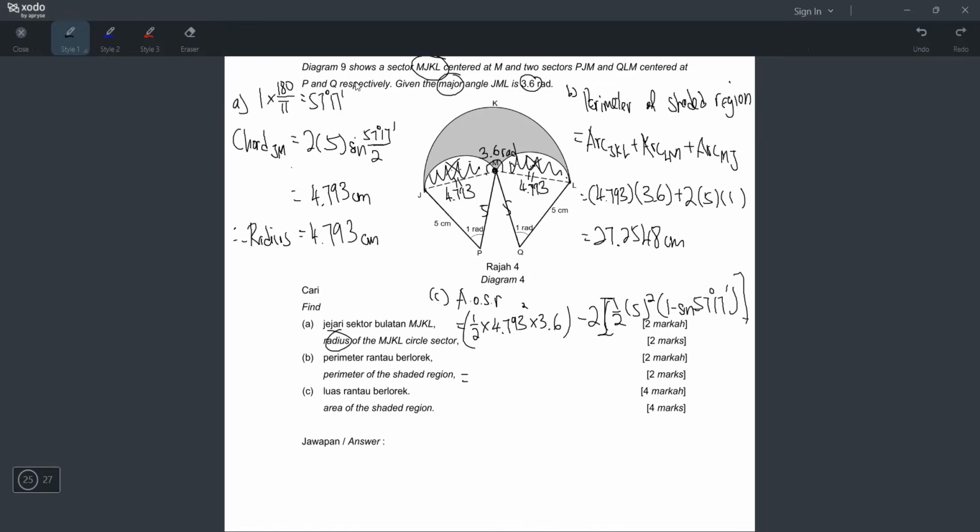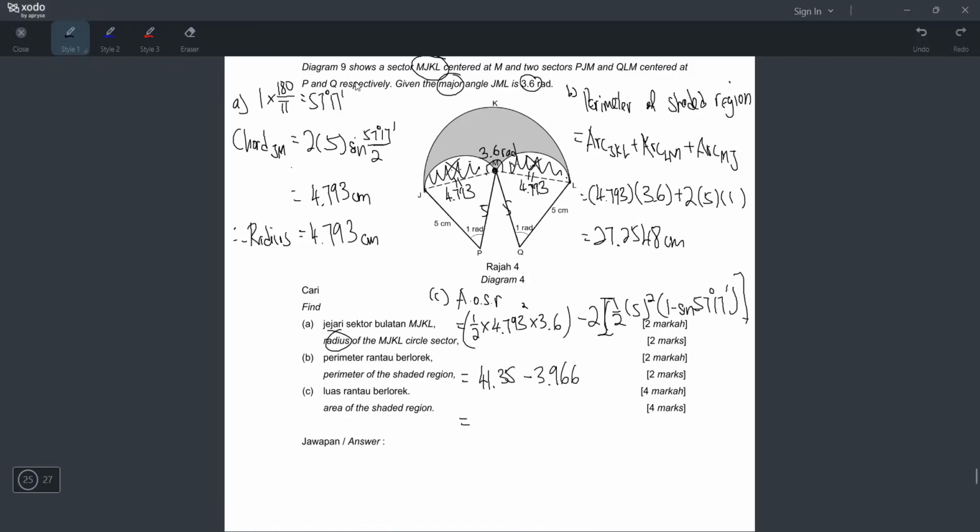4.793 squared times 3.6 divide 2. Okay, my calculator gives me 41.35. So let's write this down first. And minus, okay, this one you can press the whole thing. Let's press the back part first. So sine 57 degrees 17 minutes equals first, and then 1 minus answer, and then answer times 25 divide 2 times 2. Okay, my calculator gives me 3.9661 and so on. So you don't have to write so many, just write 3.966 is enough.